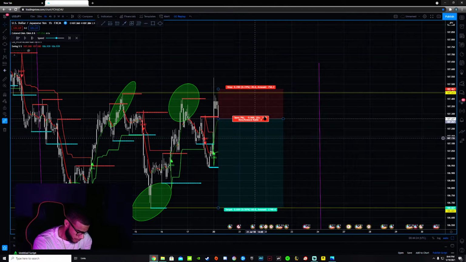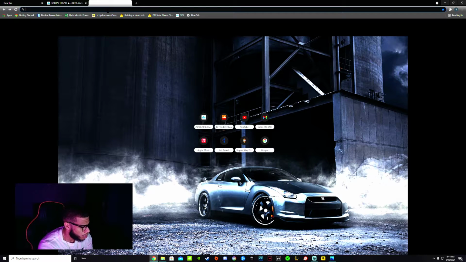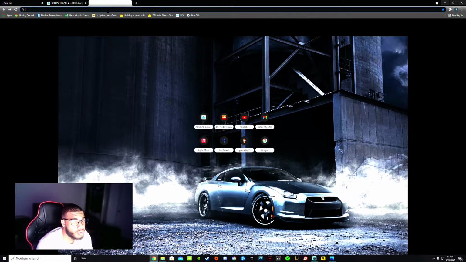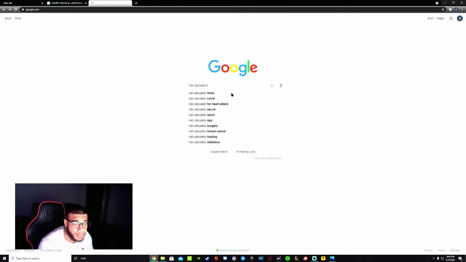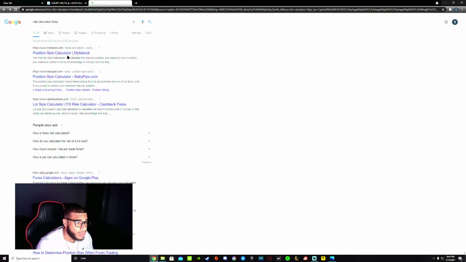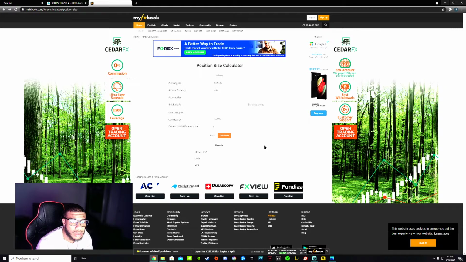And then for the number in the middle, which is your lot size, you'll want to open up a new tab. Just go to Google real quick and search for a risk calculator for Forex. Position size calculator, lot size calculator, anything works. Any of these websites work.